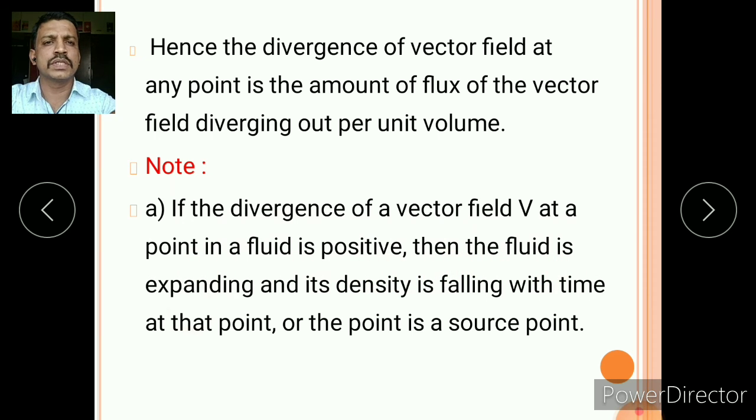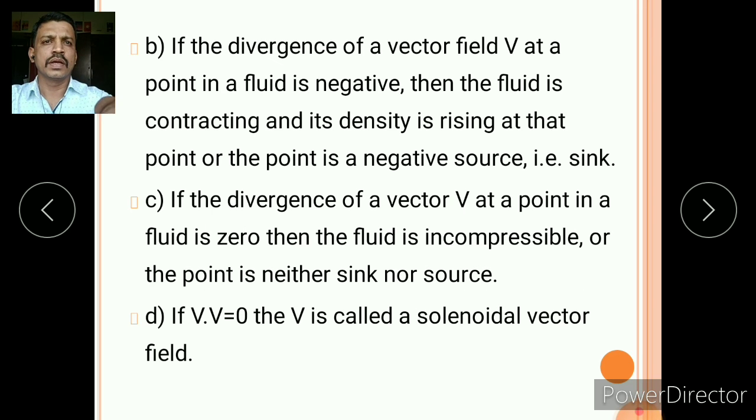Note, if the divergence of vector field V at a point in a fluid is positive, then the fluid is expanding and its density is falling with time at the point, or the point is a source point. If the divergence of vector field V at a point in a fluid is negative, then the fluid is contracting and its density is rising at that point, or the point is a negative source, that is, a sink.